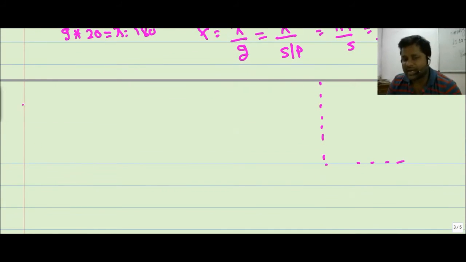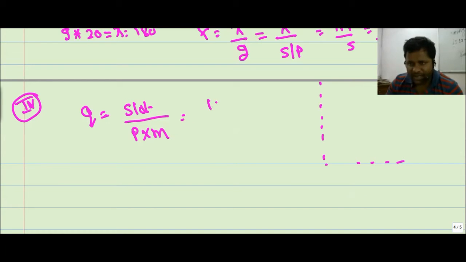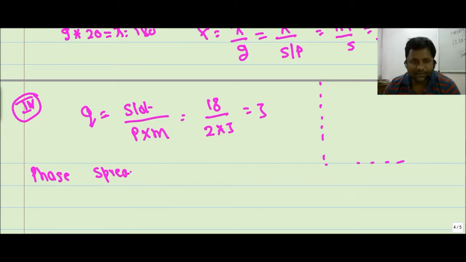Similarly, the fourth conclusion we have to understand: we have already shown that Q should be equal to slots per pole per phase. It should be 18 divided by 2 multiplied by 3, which is 3. So let us take the concept called phase spread. It should be the angular span covered by each phase.